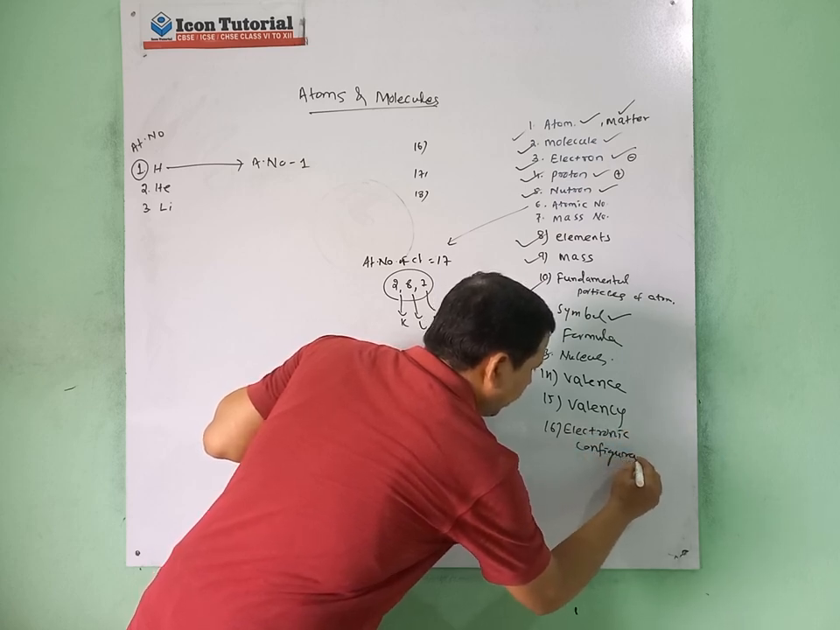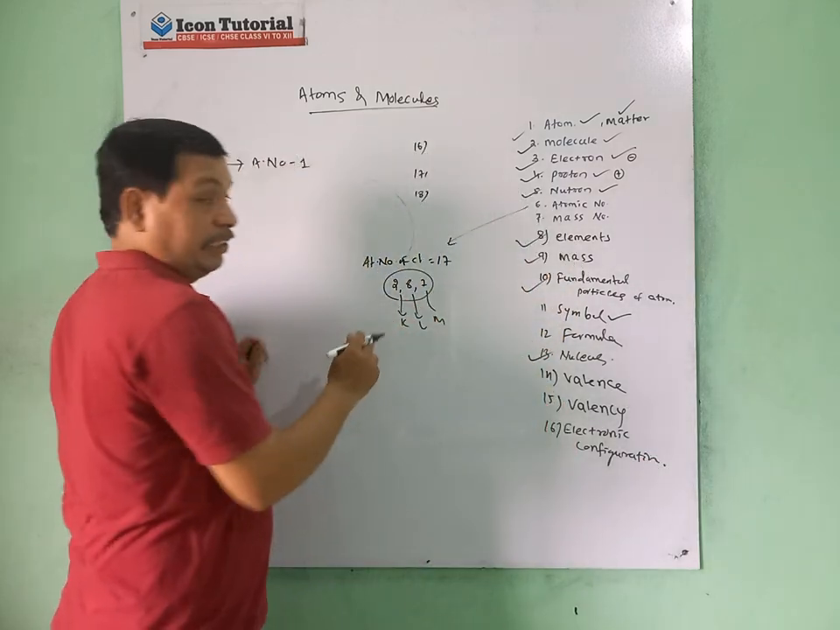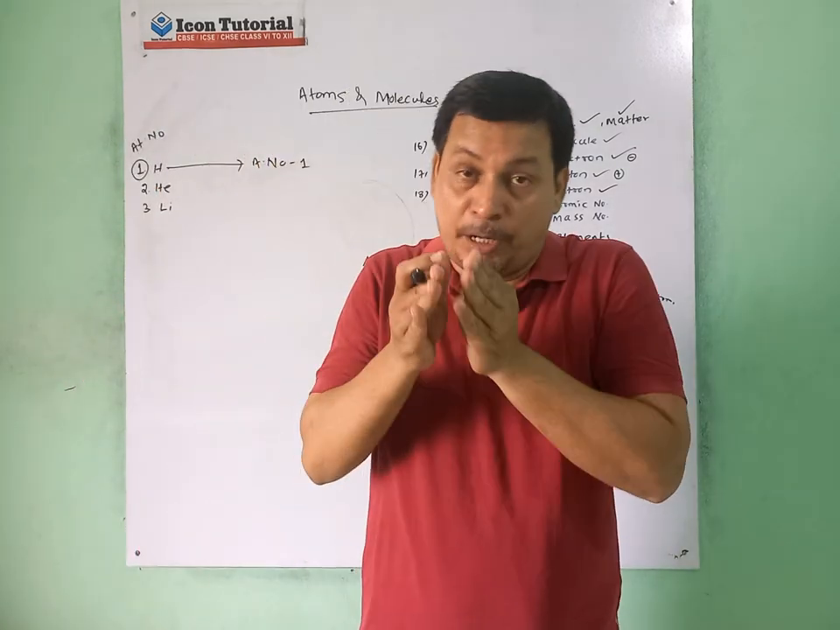Configuration. Electronic configuration means arrangement of the electrons in different cells.